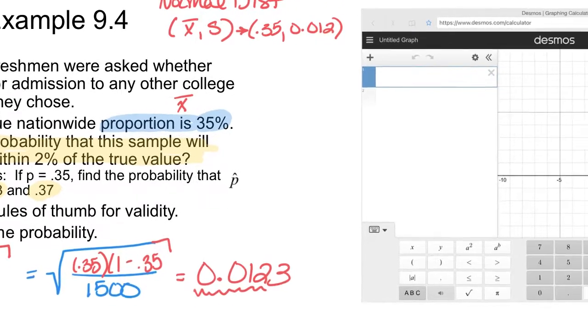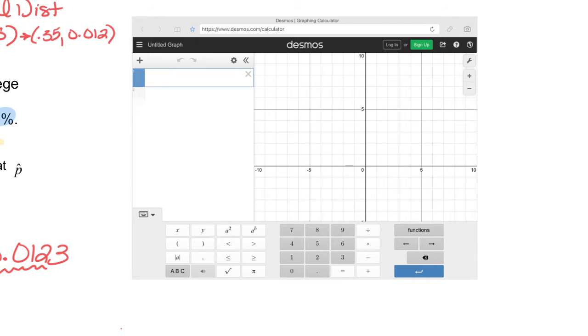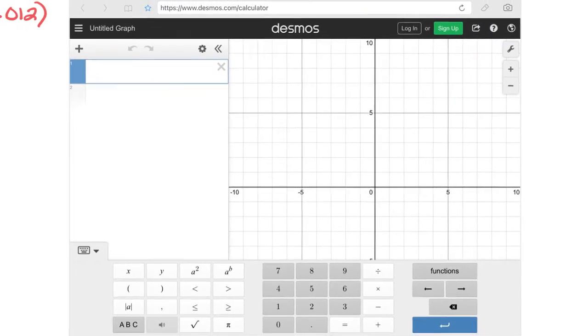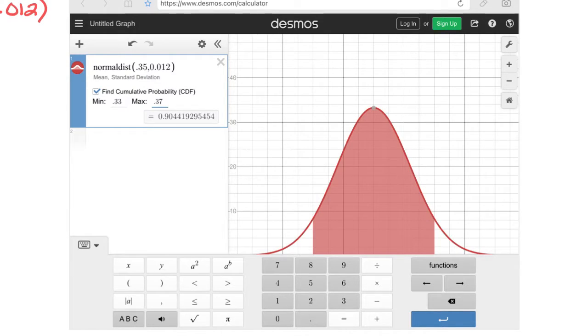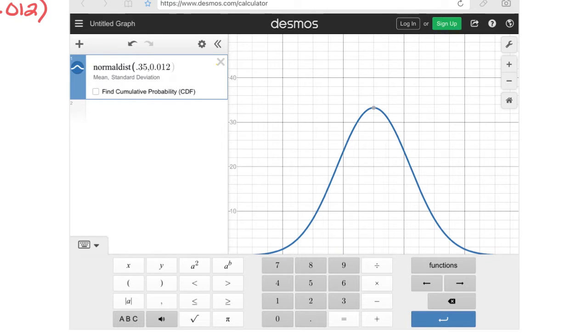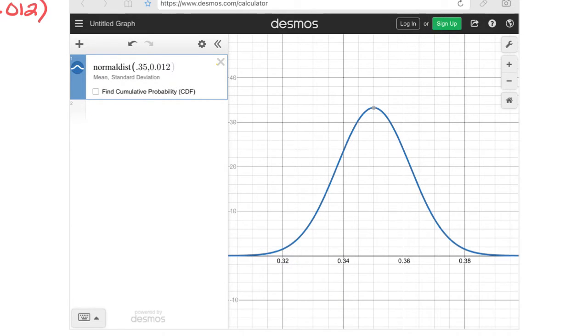So I've got Desmos here, and we are going to be using our normal distribution. I'm going to go into functions, and I've already done that. So functions, normal distribution, and it's going to ask you for your mean and your standard deviation. We have a mean value of 0.35 because that is my population proportion, and I have a standard deviation of 0.012. As you can see, Desmos has drawn out your normal distribution curve.